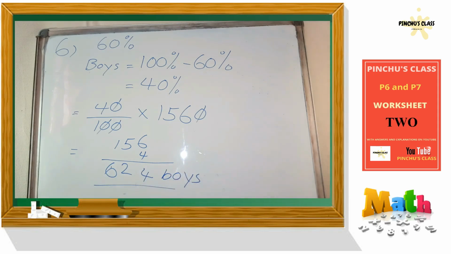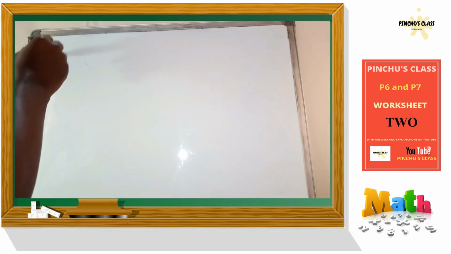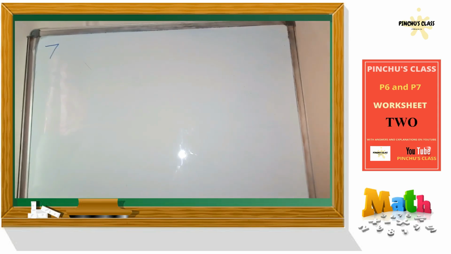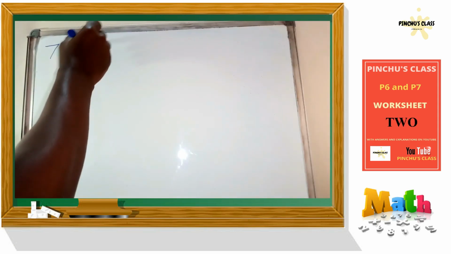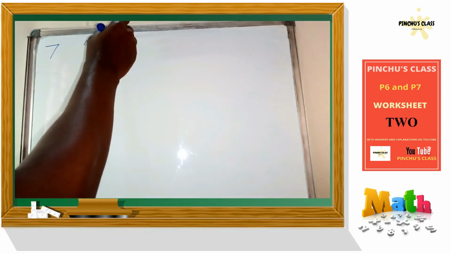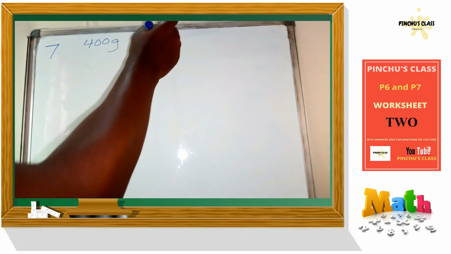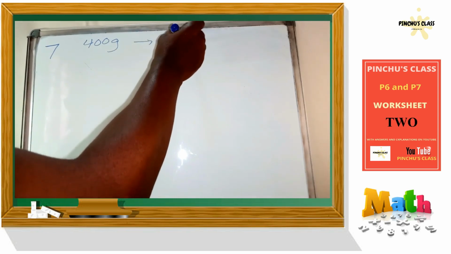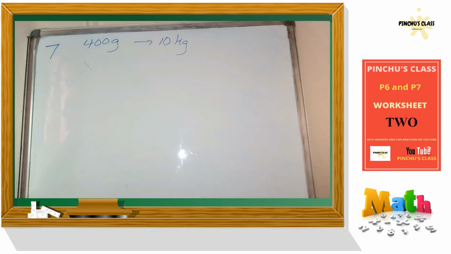Number 7, express 400 grams as a percentage of 10 kilograms. So we have 400 grams as a percentage of 10 kilograms. Now what do you do here? You always change the biggest to the smallest.